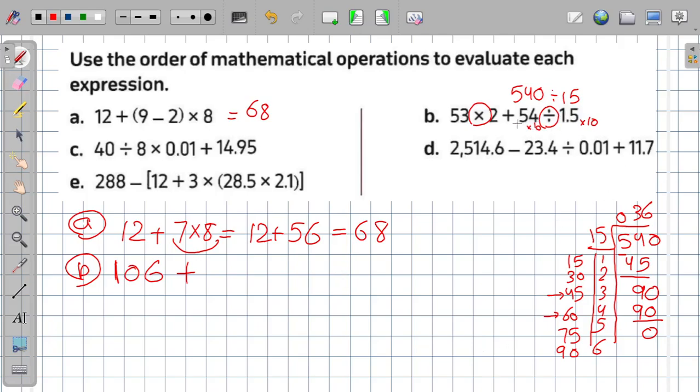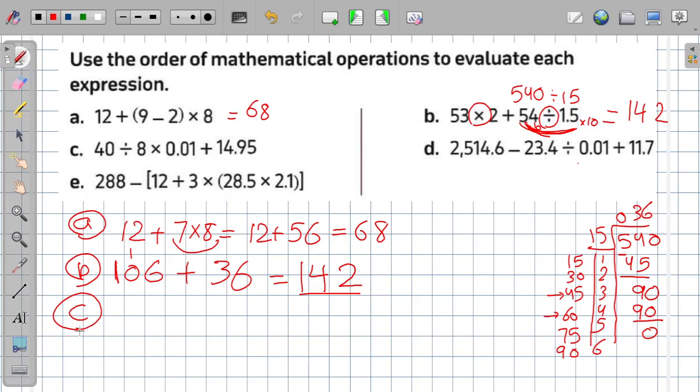So the next number will be 36. So the first number is 106, and the second number is 36. I will add them together, so I have 6 plus 6 equals 12, and I will carry up 1. 1 plus 0 plus 3 equals 4, and 1 still 1. So the final result will be 142.